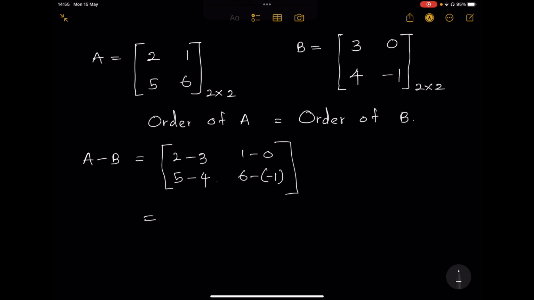2 minus 3 is minus 1, 1 minus 0 is 1, 5 minus 4 is 1, 6 minus 1 is 7, square brackets. The order of A minus B is 2 by 2.